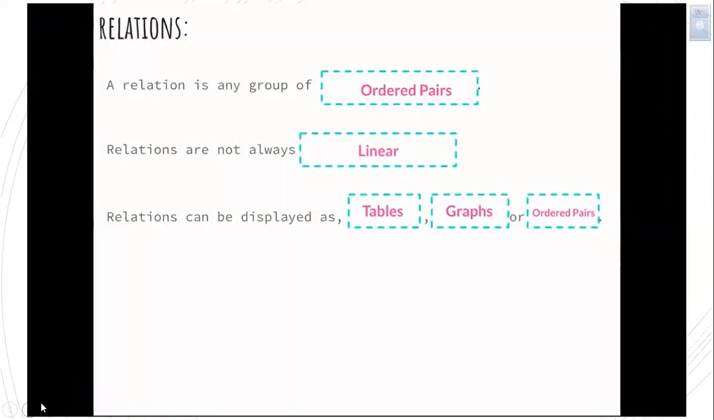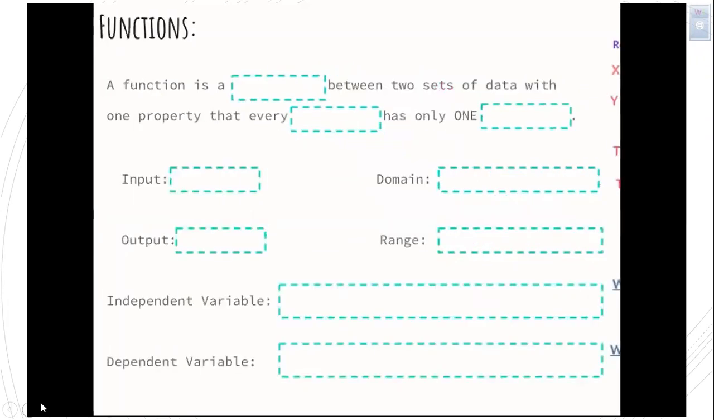A good way to think of a relation is a relationship between X and Y, or a set of ordered pairs. Now let's take a look at a special type of relation known as a function. Now talking about functions, they are a very important term to understand. They're one of the cornerstones of things that you need to know, not only this year, but moving forward in mathematics. So a function is a relationship between two sets of data with one property that every input has only one output. So that's what makes a function different than every other relation. It has only one output for every input.